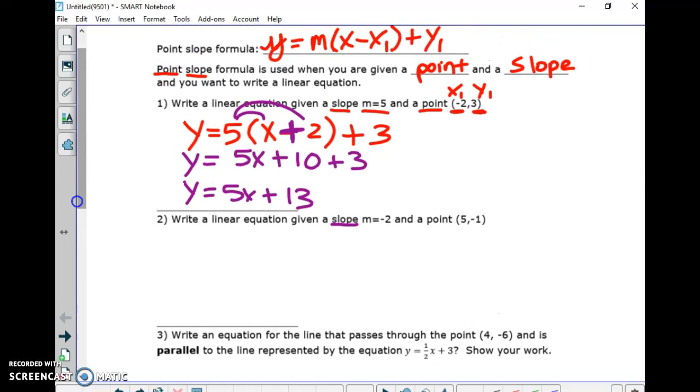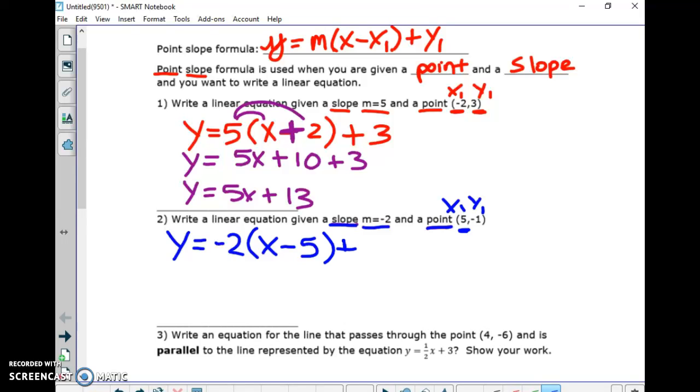Okay, I have a slope. I have a point. We'll go blue on this one. I got a slope. I got a point. So I'm going to do the same equation. Y equals m. What's my m? -2. Parentheses. X minus. And what's my x1? 5. So put a 5 there. Parentheses. Plus, and my y1 is negative 1. Does everyone see how I'm just filling in what I know into my formula?